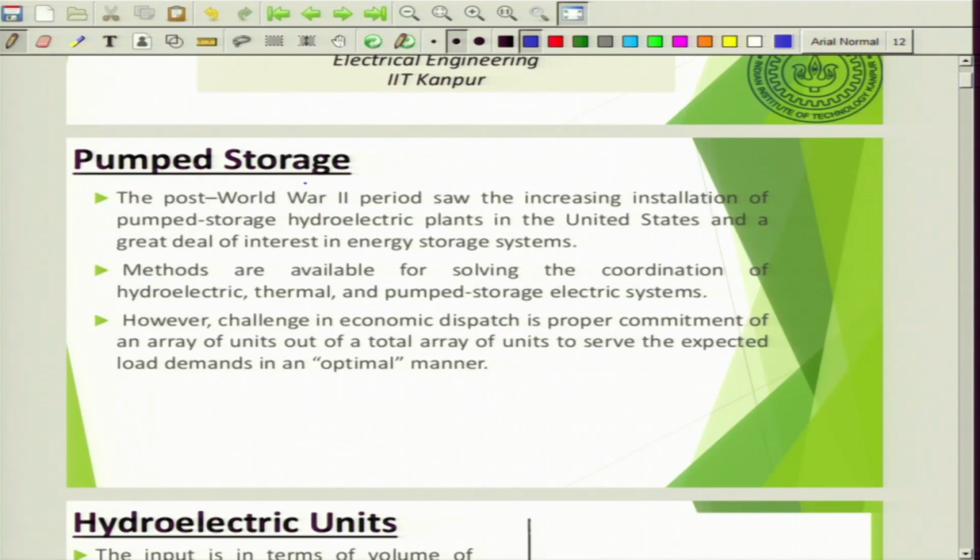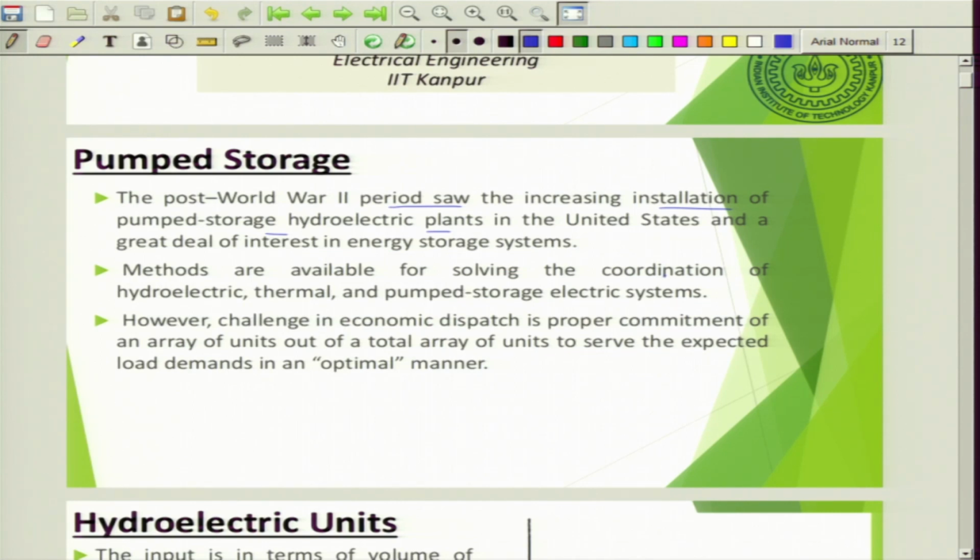In today's class we will discuss pump storage and gravity storage. Just a brief introduction about pump storage. Post World War II period saw the increasing installation of pump storage hydroelectric plants in the United States and a great deal of interest in energy storage systems. The pump storage hydroelectric plant really picked up post World War II, especially in the US, and across the globe now we can see the installation of pump storage plants to take care of the energy storage requirement of a system.